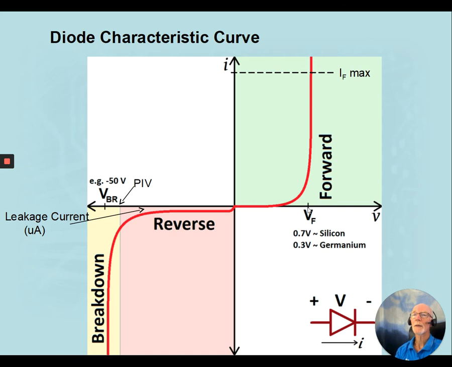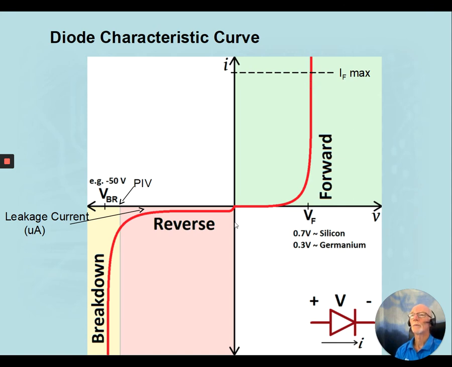So what happens at this forward voltage when the diode turns on? The current is then limited by the resistance in the external circuit, and we have to have a certain amount of resistance so that we don't have too much current flow, which would cause our diode to heat up and destroy itself.